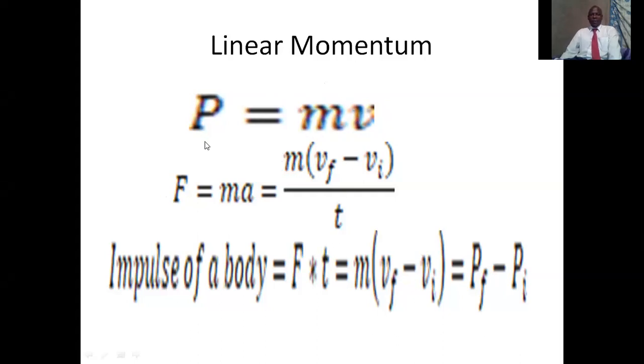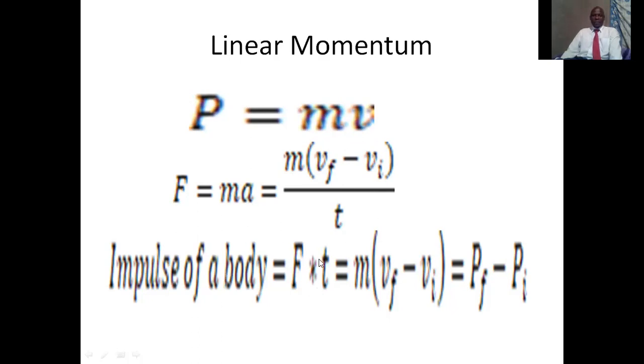And so we are aware that from Newton's second law of motion, force is equal to mass times acceleration. And this acceleration is given by final velocity minus initial velocity over time. So you can substitute this acceleration, which is given by final velocity minus initial velocity over time. And if you multiply force by time, which we have done here, we are going to remain with the mass in brackets, final velocity minus initial velocity, which is this one.